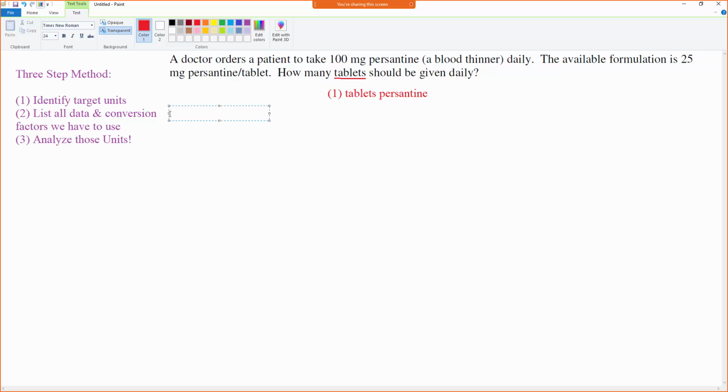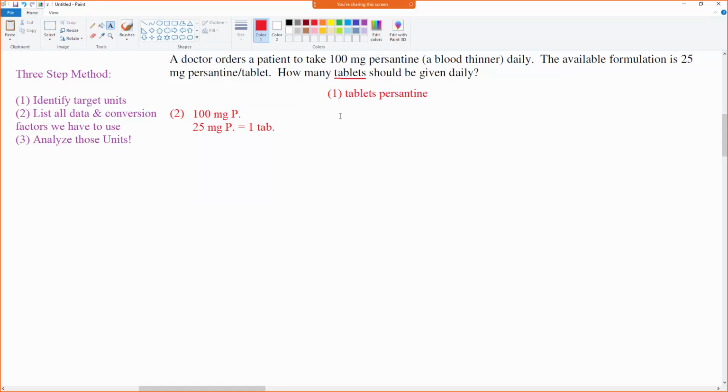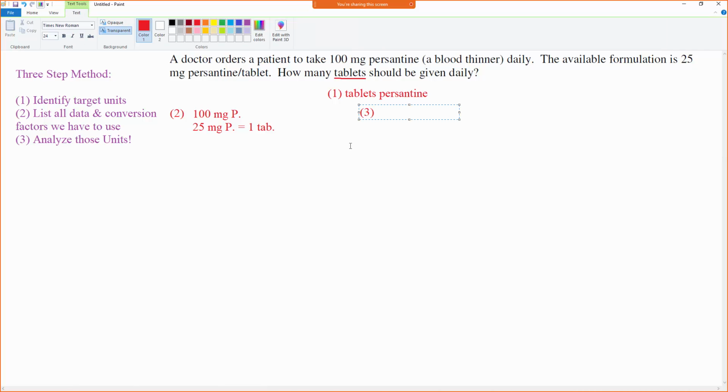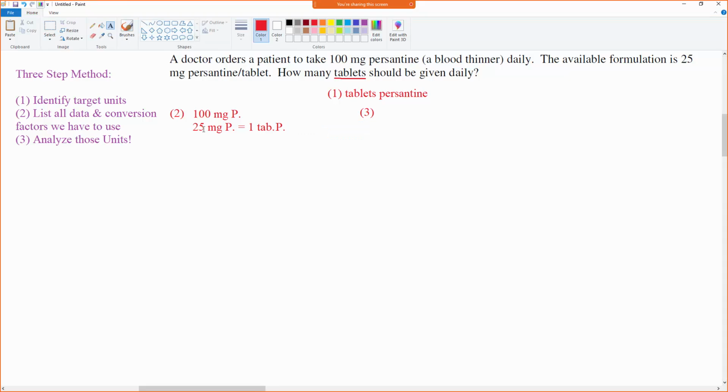Number 2, what do we know? What have we been given? Yeah, and this is not 100 milligrams. Persantine is not a conversion factor equivalency. It's just a thing that they give us. Okay, what else? 25 milligrams persantine. You see that per tablet? Yep, that's equal to 1 tablet. Okay, do we need anything else? No, I think we've got it, actually. Because we've got tablets of persantine. We've got milligrams, and we can cancel milligrams.